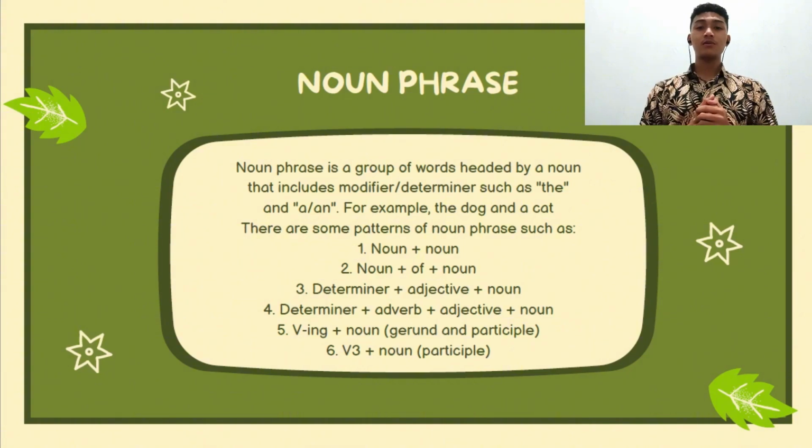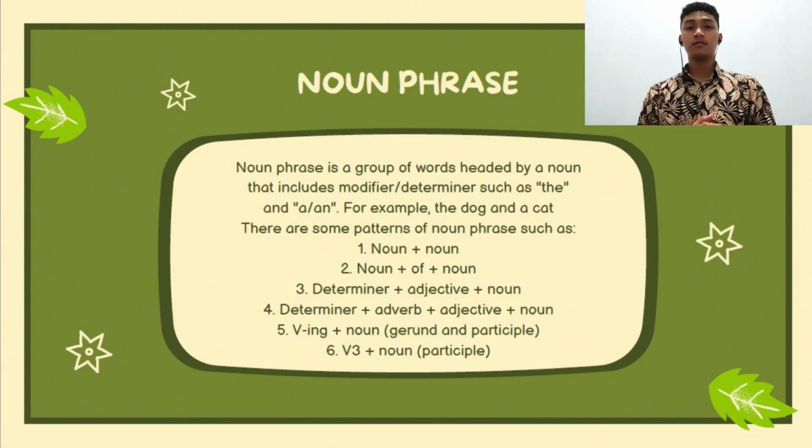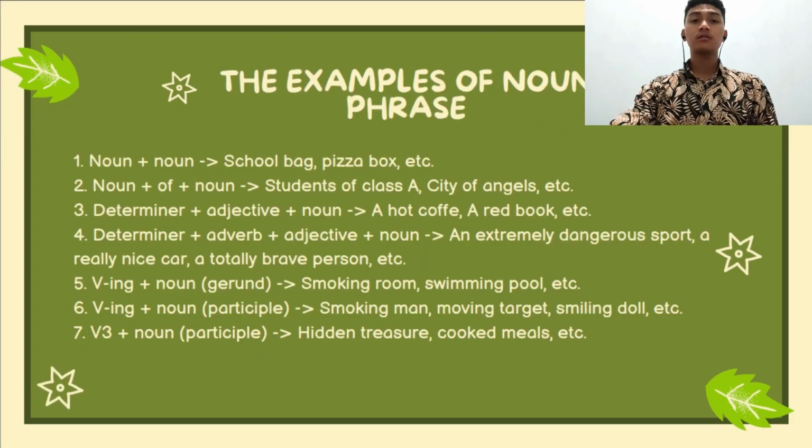Okay, here I want to explain about noun phrase. A noun phrase is a group of words headed by a noun that includes modifiers or determiners, such as the word the, and the word a or an. For example, a dog and a cat.